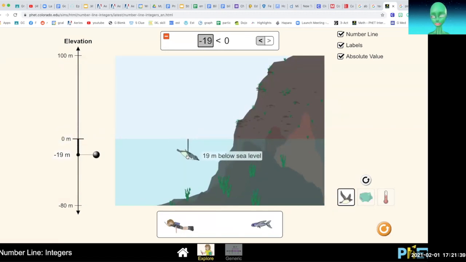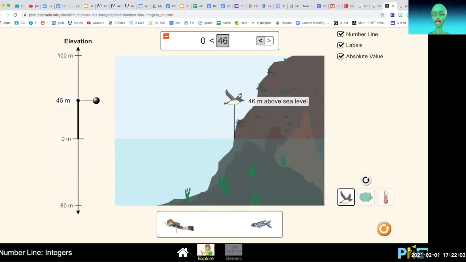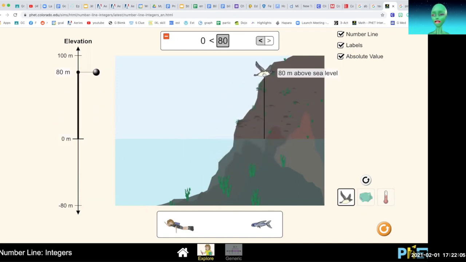Now he's going to dive below and look for some fish. Now he is 20 meters below sea level. We say below sea level, but really it's minus 20. If he's sitting right on the water, he's at sea level, which means he's floating on the water. He's at 0 meters. He dives under to catch a fish. He's at negative 28. So 28 below is the same as negative 28. Then he flies back up in the sky, and look how high up he is. He's 80 meters above sea level.